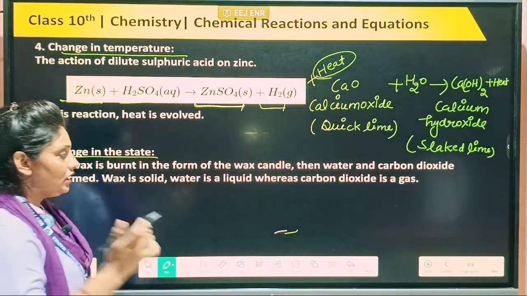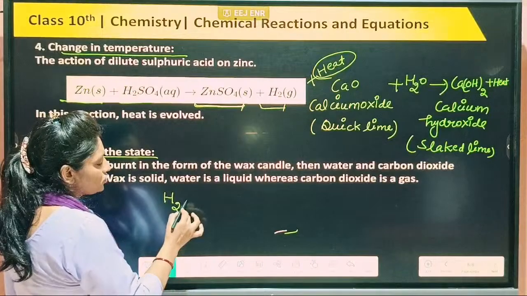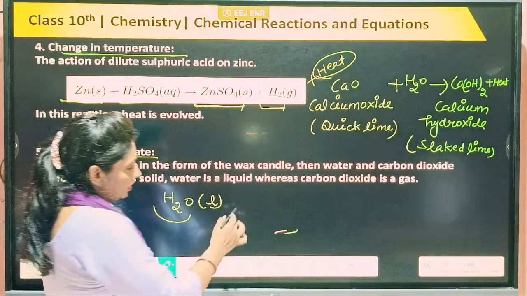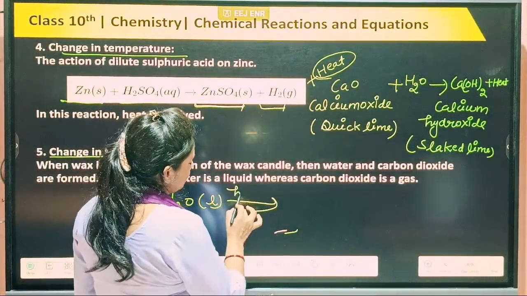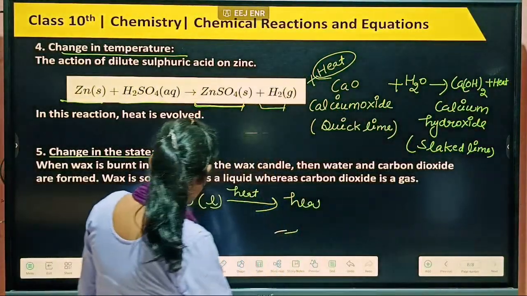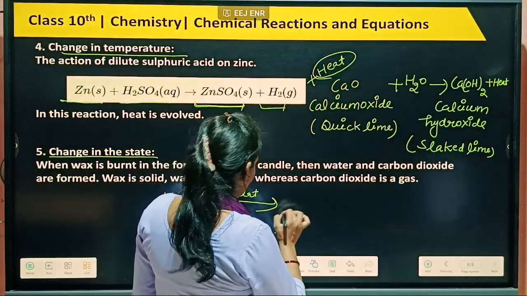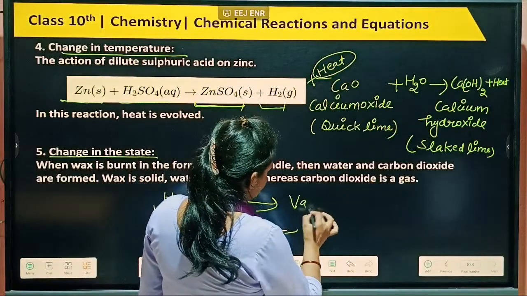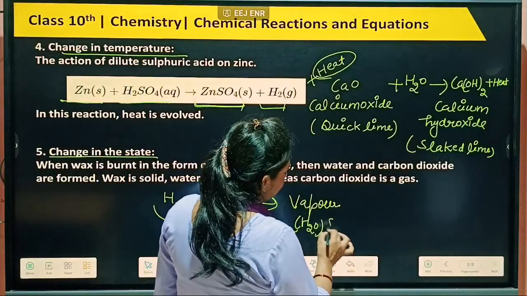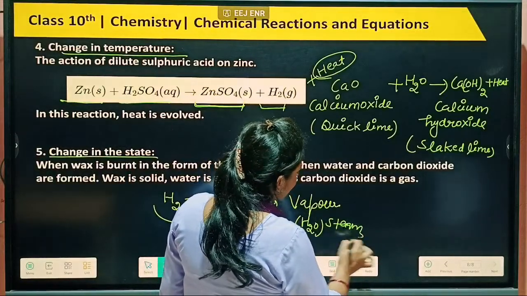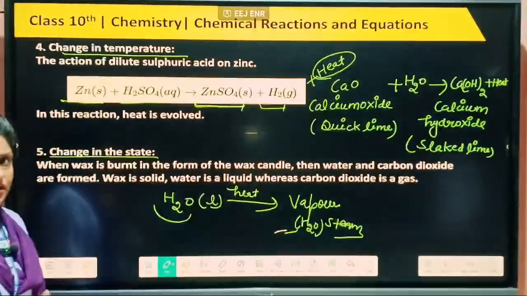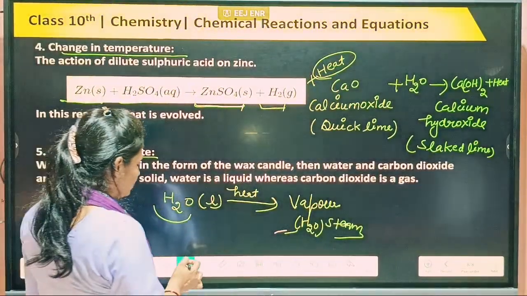Okay students, change in state. During a chemical reaction state can also be changed. Like, students, if you have water, H2O, in liquid state, and if you heat this it can be converted into vapors, but its formula is the same, in steam it can be. But students, it is not a chemical change, it is a physical change, so we cannot consider it a chemical reaction.